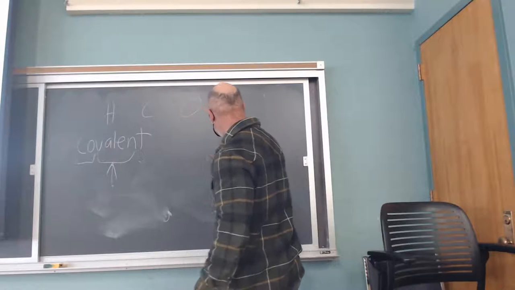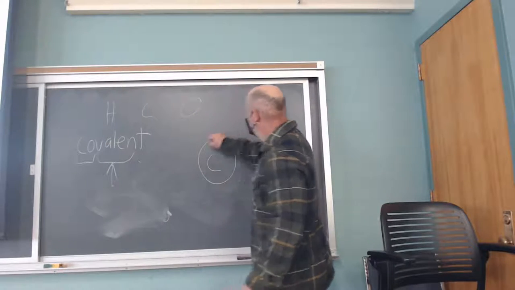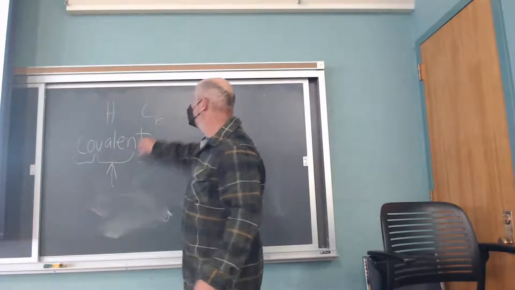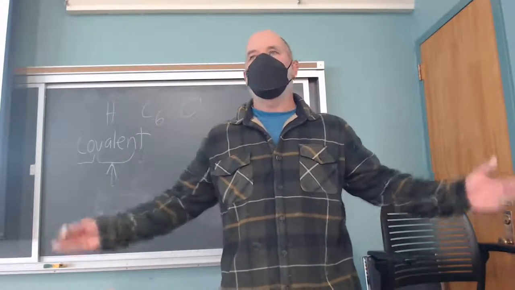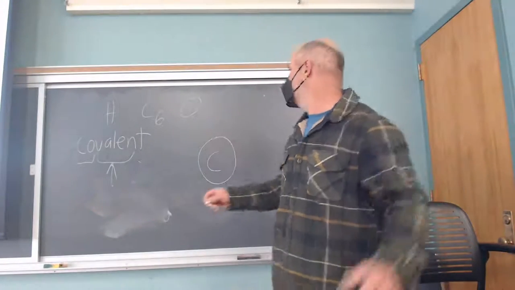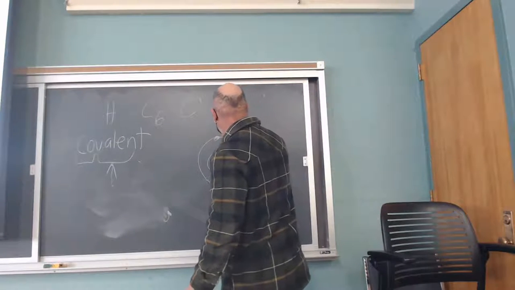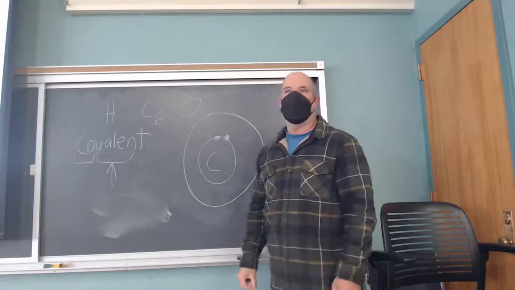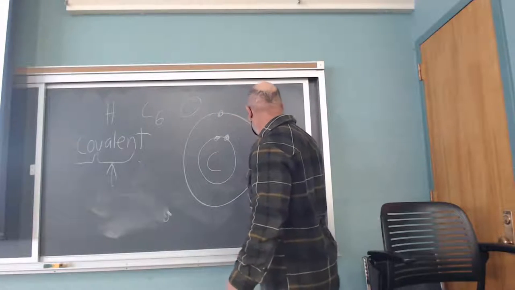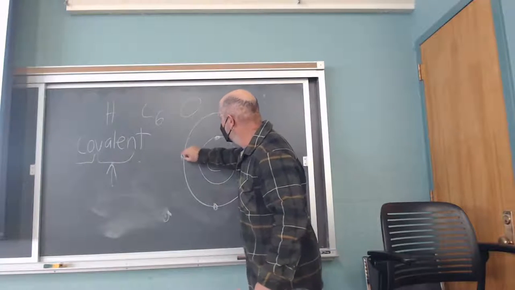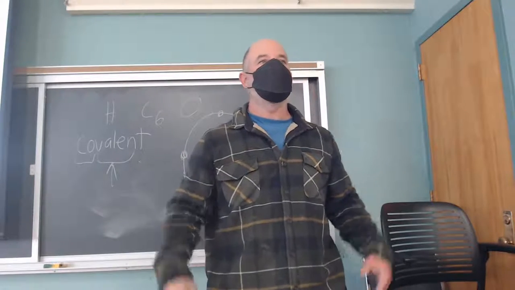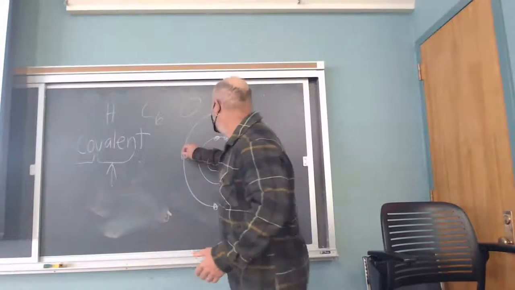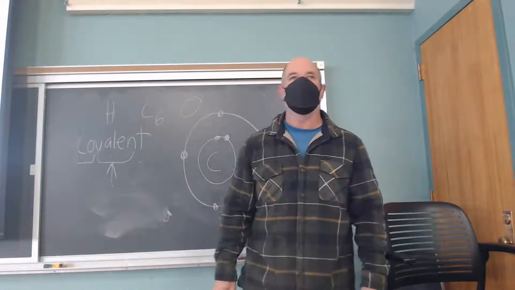Let's look at carbon. What's the atomic number of carbon? Six. How many protons? How many electrons? Right, six and six. So we've got our inner shell. We're going to fill that up first with two electrons. And then we have our second shell: one, two, three, four. They fill up each orbital one at a time. That means I've got four unpaired electrons.